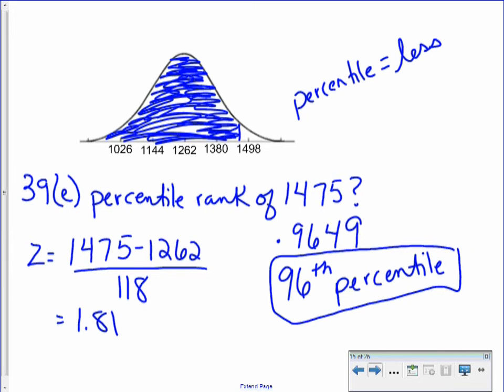When it's asking for a probability or proportion, it's fine to keep those 4 decimal places. Those are your answers. Done. But if they ask for the percentile, we need to do that little bit of rounding so that we are answering the problem appropriately.